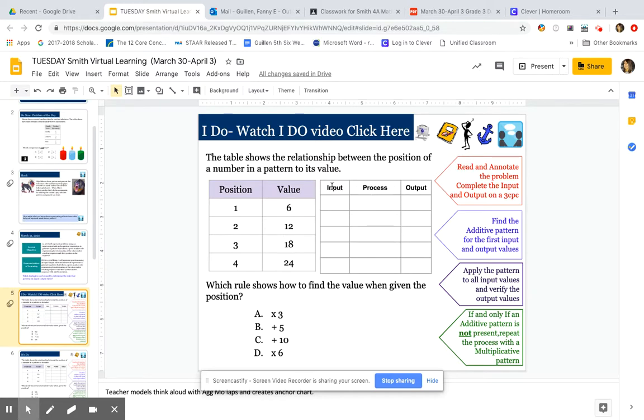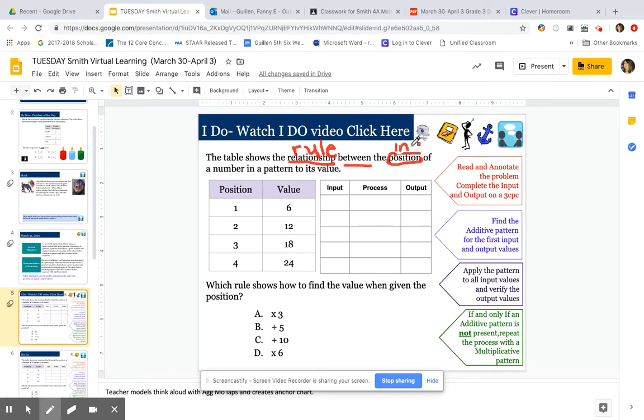Okay, so let's go ahead and read and annotate this problem again. It says the table shows the relationship. Remember, relationship means the rule. So it shows the rule. I'm going to write here rule because I need to know that relationship, rule, and expression all mean the same thing. So the table shows the relationship or the rule between the position. Remember, position is the same thing as input. Between the position of a number in a pattern to its value.